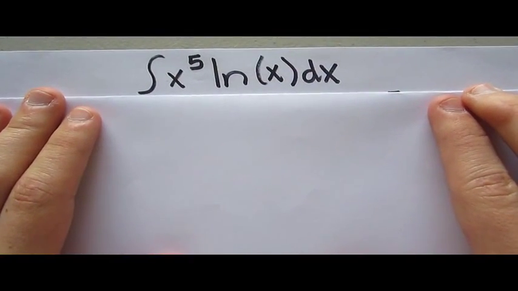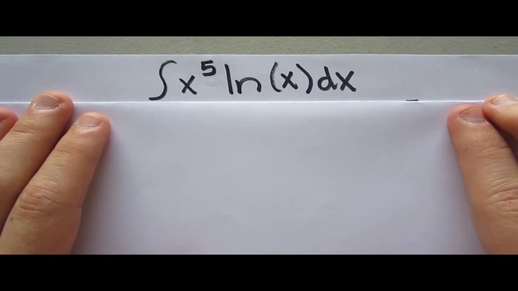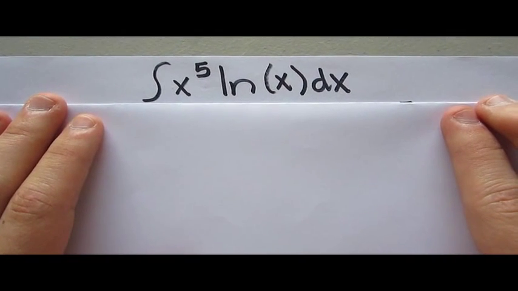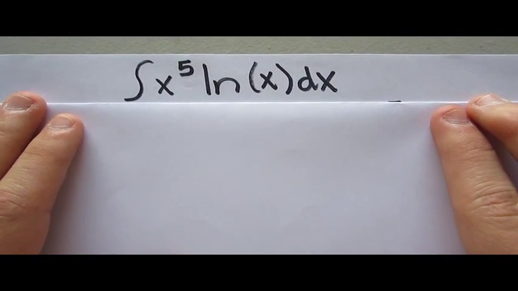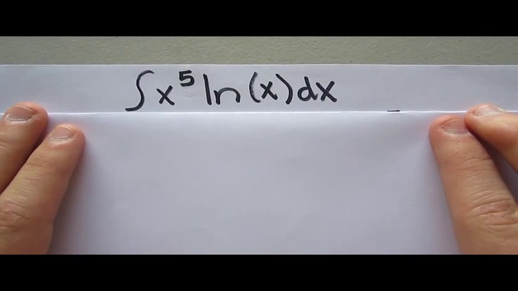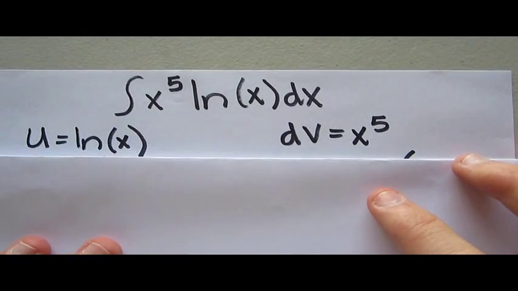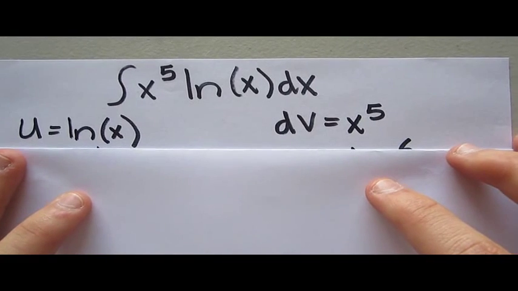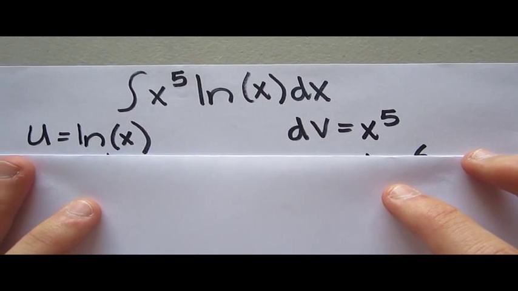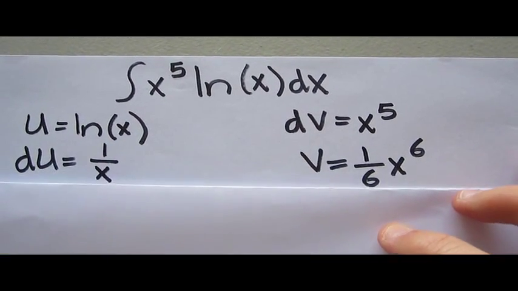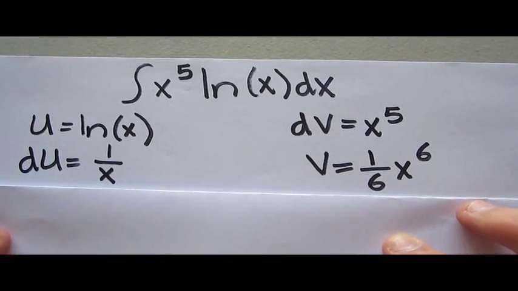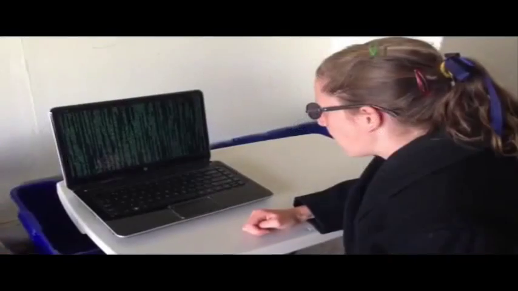This last problem is the integral of x to the 5th ln x dx. Using LIPIT, we can tell that our u is going to be ln of x and our dv is going to be x to the 5th. Taking derivatives to get du and an integral to get v, we get 1 over x and 1/6 x to the 6th.